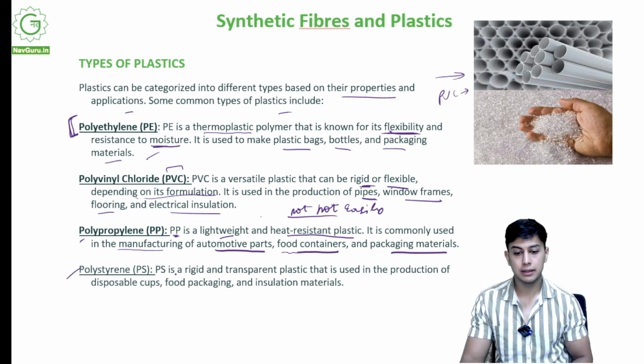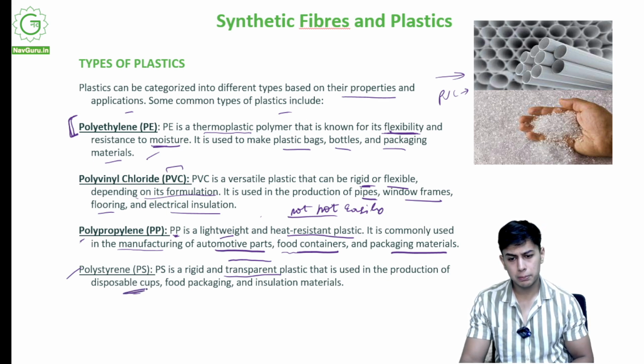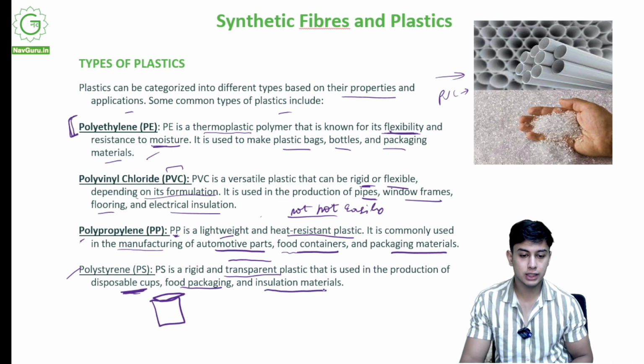Polystyrene, PS. It is a rigid and transparent plastic. Which plastic is transparent? Polystyrene. And it is hard, so it is used in the production of disposable cups. You see those plastic cups, that is polystyrene. Also food packaging, insulation materials.